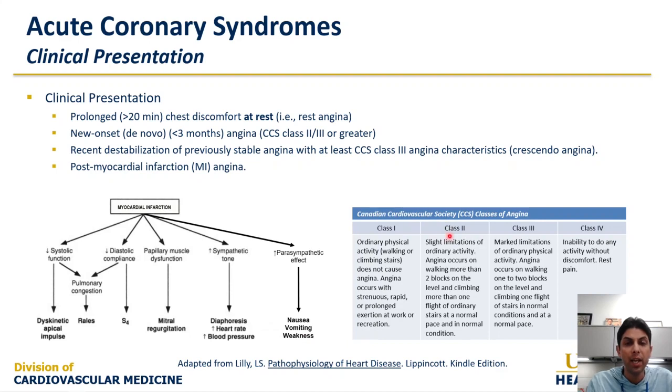Now shown here are the classes of angina as based on the Canadian Cardiovascular Society. So class 3, we said there's a marked limitation of ordinary physical activity as compared to class 2, where there's only slight limitation of ordinary activity, whereas class 4 angina patients have chest pain at rest. And then class 1 angina patients have angina only with more severe activity. With ordinary physical activity, they're able to carry on without issue.